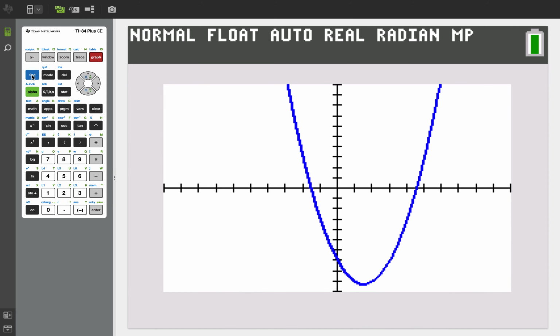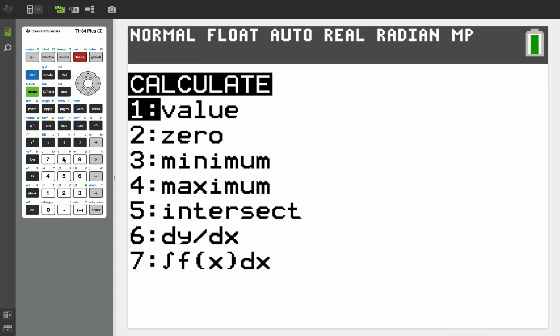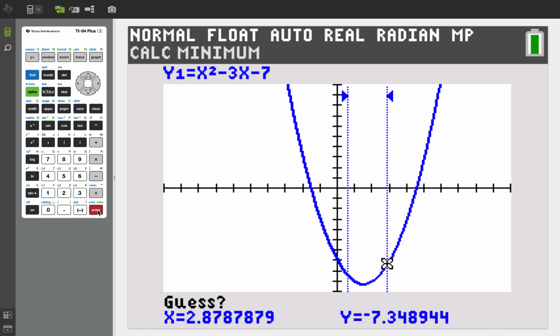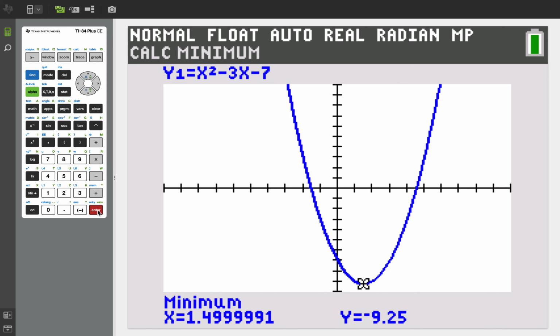Graph, second calc, minimum, number 3. Maybe I hit the wrong button. So I'm going to go to the left side of the minimum. Then I'm going to go to the right side of the minimum. There we go. And that's our minimum value, or our vertex.